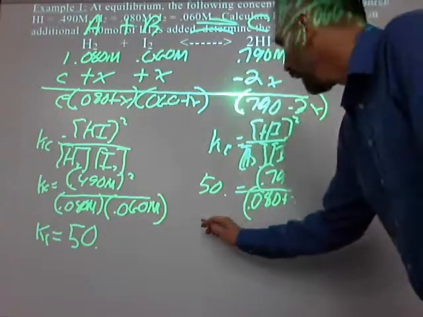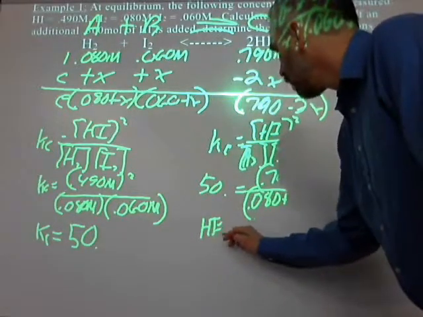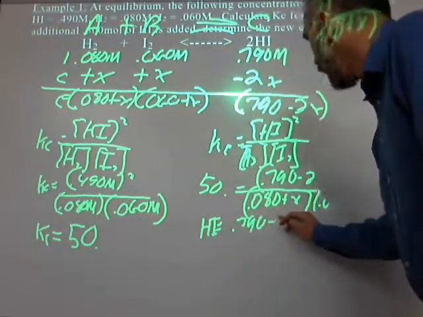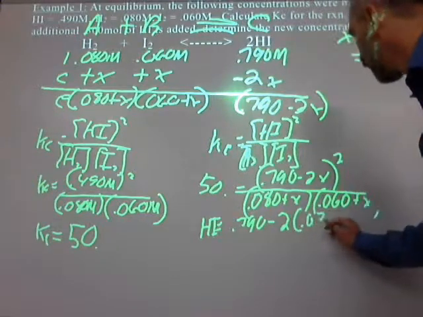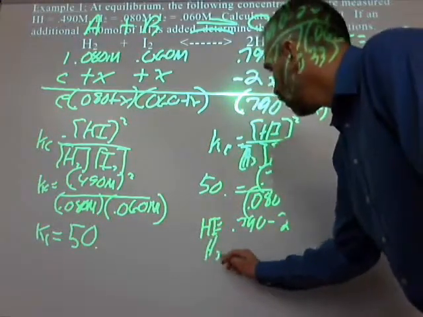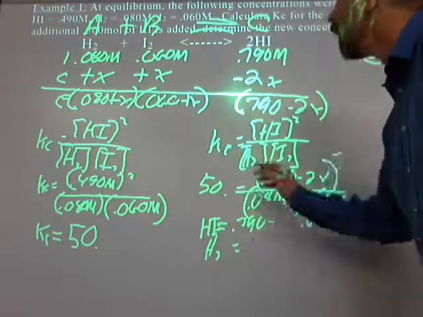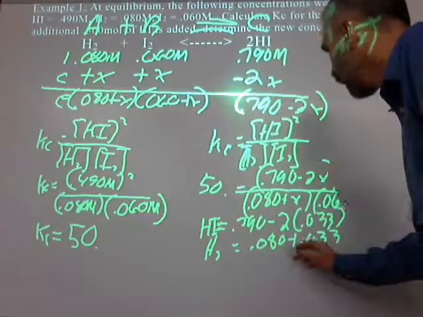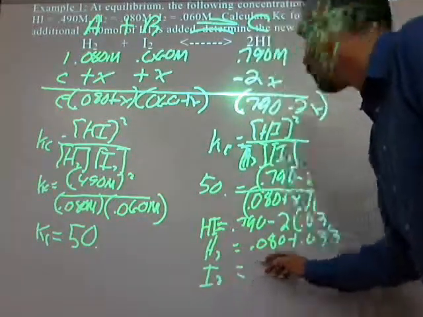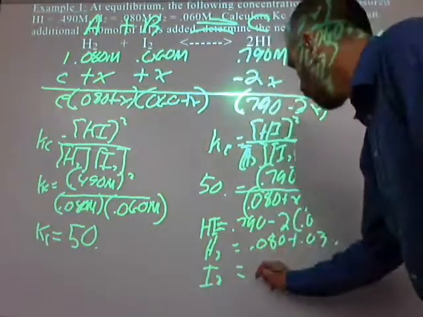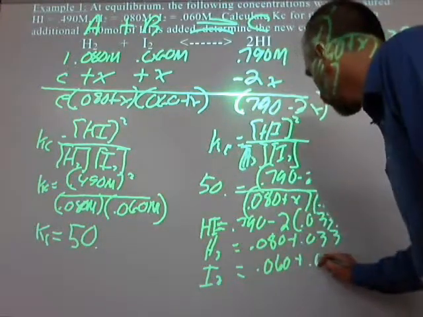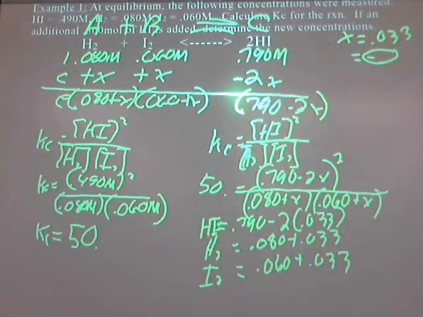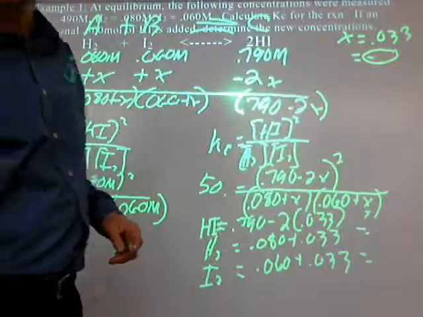Plug it back in. [HI] will equal 0.790 minus 2 times 0.033. [H2] is going to equal 0.080 plus 0.033. And [I2] is going to equal 0.060 plus 0.033. Okay? And that will be your final answer for each of those, and you are done. Got it? That's a long problem.